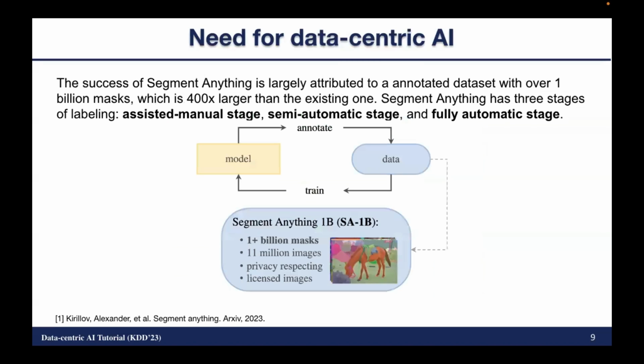I would also like to highlight another application, Segment Anything, published early this year. It is largely attributed to an annotated dataset with over 1 billion masks, which is 400 times larger than the previous state of the art. Segment Anything has three stages of labeling: an assisted manual stage, a semi-automatic stage, and a fully automatic stage. And as we can see, those numbers are just scarily large. The data has been very carefully collected, labeled, deployed, and put to use.